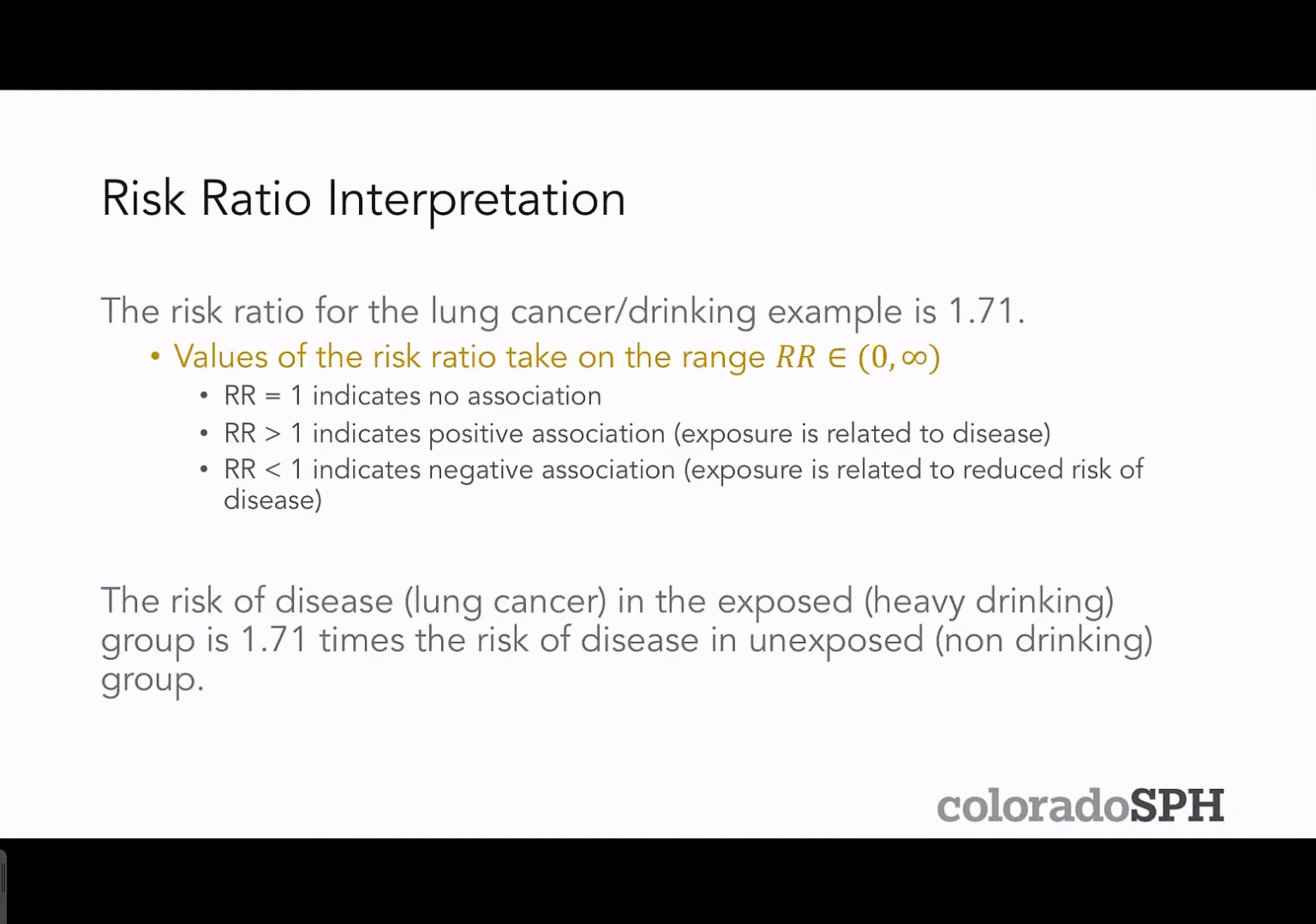So for this lung cancer and drinking example, the risk ratio is 1.71. And the risk ratio can take on values in the range 0 to infinity, where a risk ratio of 1 indicates no association between the exposure and outcome. A risk ratio of greater than 1 indicates positive association, where exposure is related to disease, and a risk ratio of less than 1 indicates negative association. The exposure is related to lack of disease or reduced risk of disease. And the way you would interpret this risk ratio is that the risk of disease, or lung cancer in this case, in the heavy drinking group is 1.7 times the risk of lung cancer in the unexposed group.